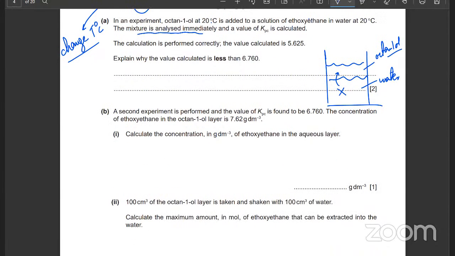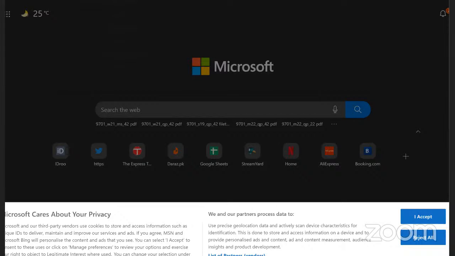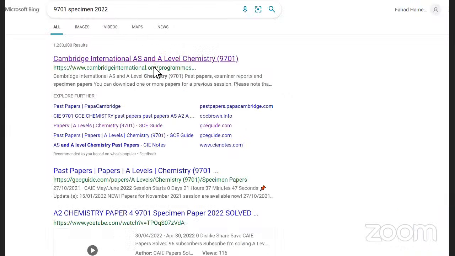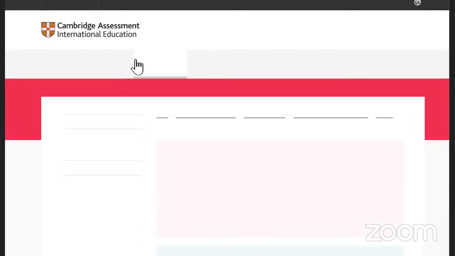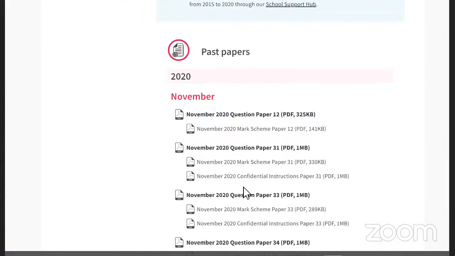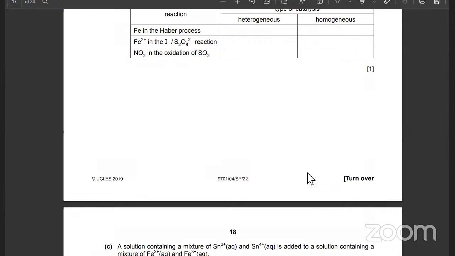So the rest is the same. I said, let me just do one more question. We've got Specimen 2022. One second. So question 8 part B.